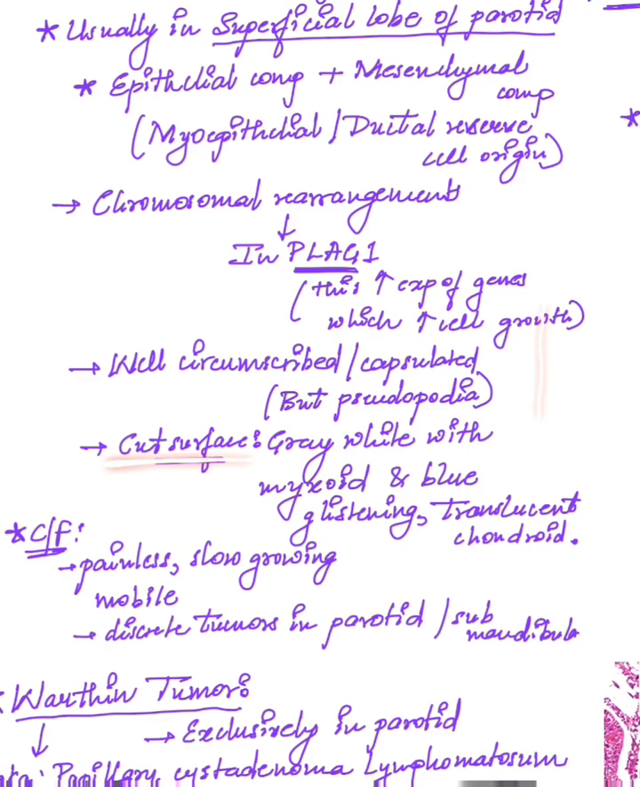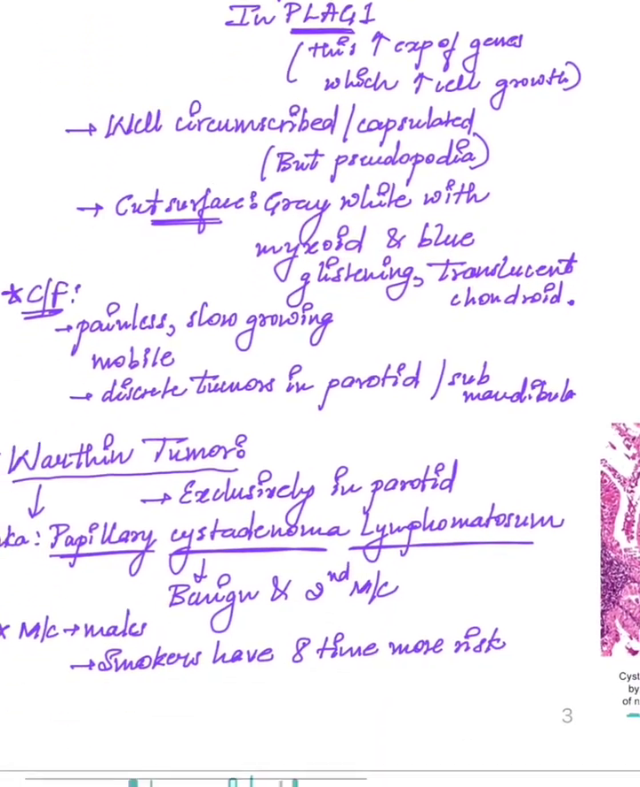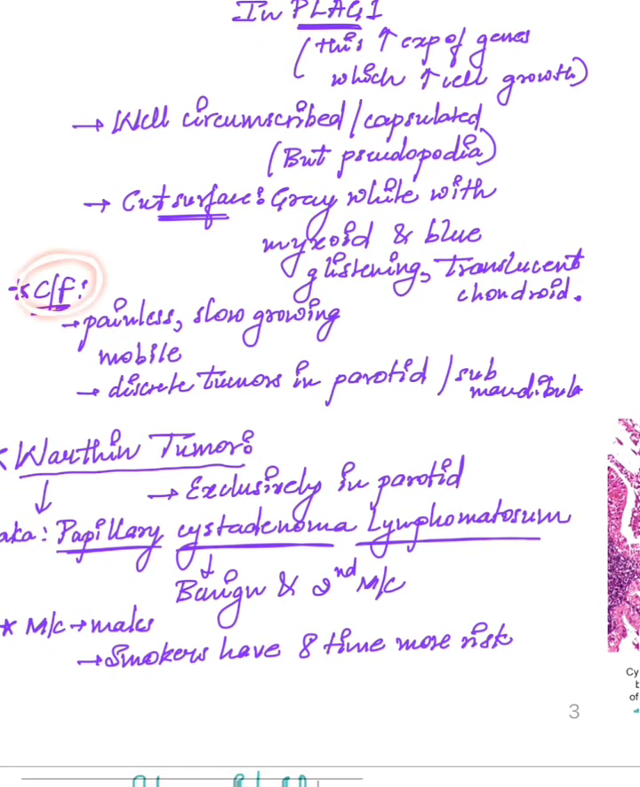Coming to the cut surface of this salivary gland tumor, on cutting we can see gray-white tissue with myxoid and blue, glistening, translucent chondroid structures. Coming to the clinical features of this tumor, it is a painless, slow-growing, mobile, discrete tumor in the parotid and submandibular glands.